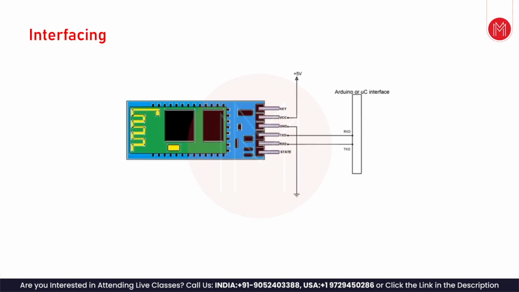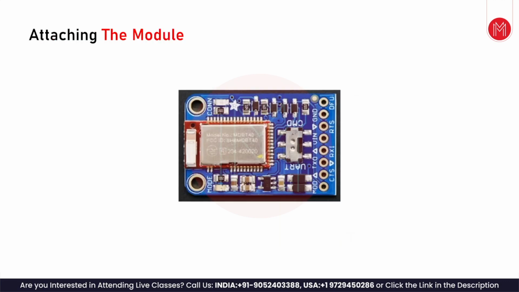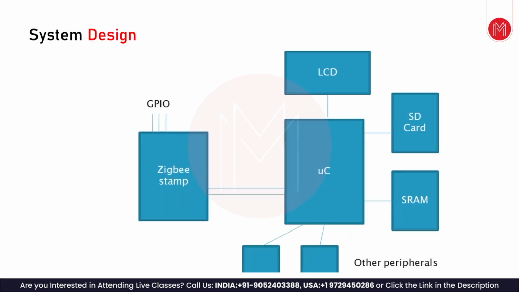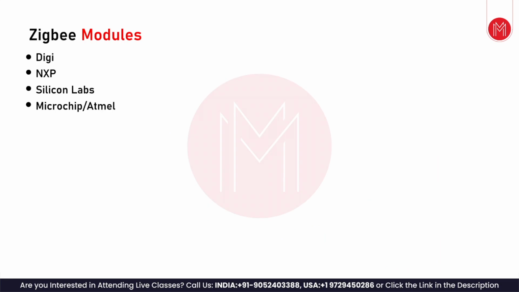That's the interface. Here we are showing how we attach the module to the main board, and this is the interface. This is RX and TX from the microcontroller, which connects to the Zigbee stack. Here are some module vendors: DZ, NXP, Silicon Labs, Microchip. These are the modules available for Zigbee. Of course, once you go to Mouser, you may see some more companies and more modules.